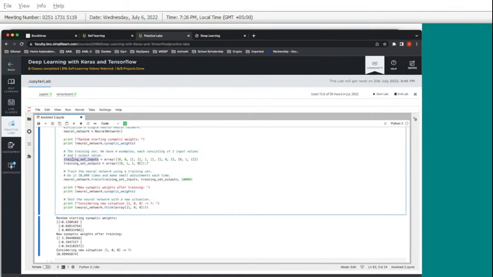I have created some sample inputs, some sample outputs, and basically when I train 1,000 times, 10,000 times, I will get new weights. After training 10,000 times, I have gotten my new weights. And considering a new situation, which is 100, what is my value? How many samples are we talking about? I have 1 sample, 2 samples, 3 samples, 4 samples. So basically I have 4 samples, and if I have a new sample, this will be my value. Okay, that's all it is.